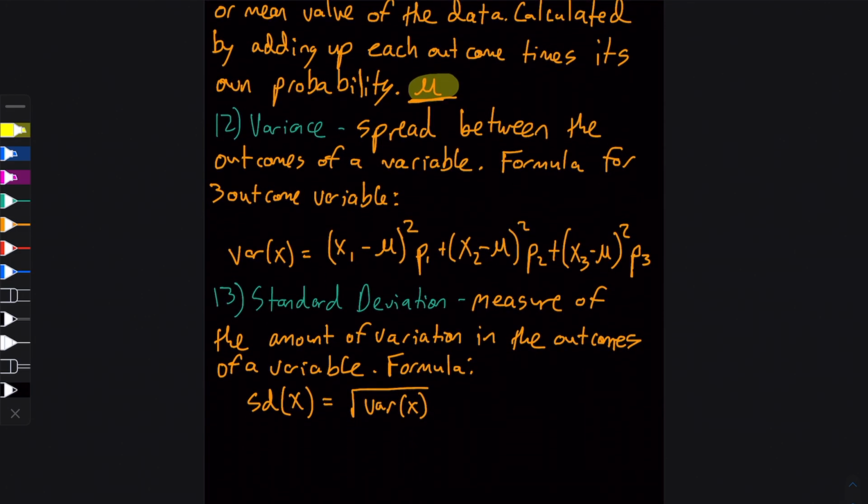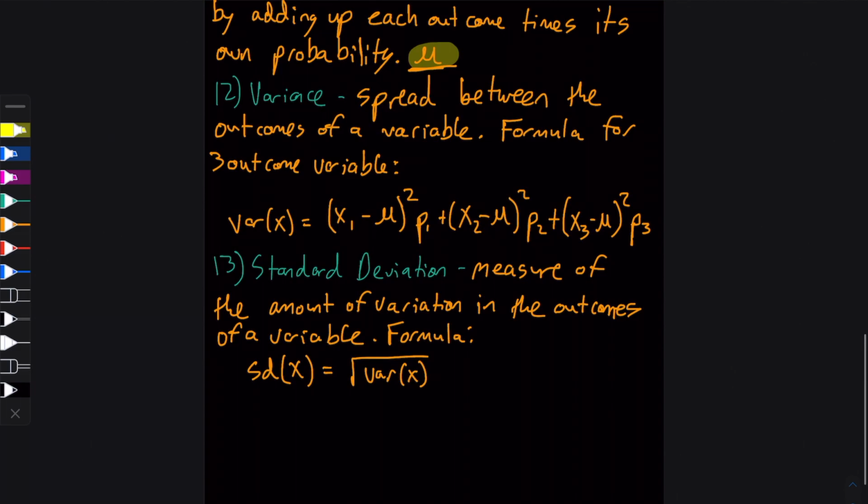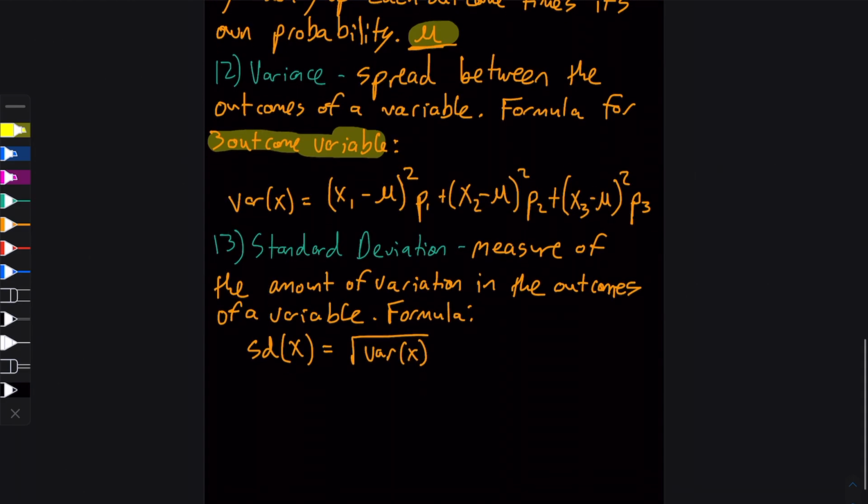Variance is the spread between the outcomes of a variable. We're not going to use variance too much, the only time we'll use variance is to find our standard deviation. The formula for variance can take on many forms, but I'm just going to show you one with 3 outcomes, because if we take more outcomes, it's going to be a lot more to calculate, and I didn't want to write all of that down. So here's the formula for 3 outcomes.